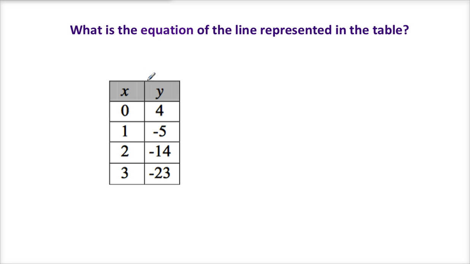What is the equation of the line represented by this table? So we need to find the slope and the y-intercept. The y-intercept should be kind of easy for us now. Remember, we're just looking for when x is 0, what does y equal? Well, here's where x is 0. So when x is 0, y is 4. So this is my y-intercept. So b would be 4.